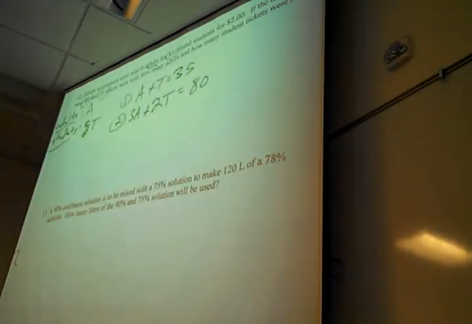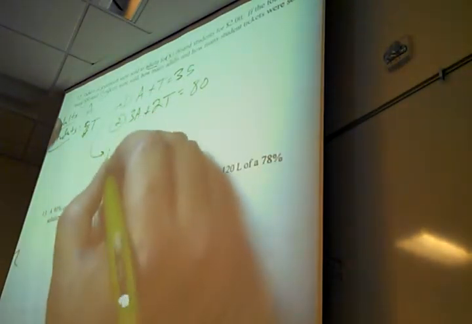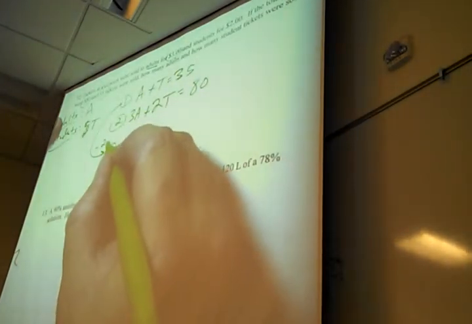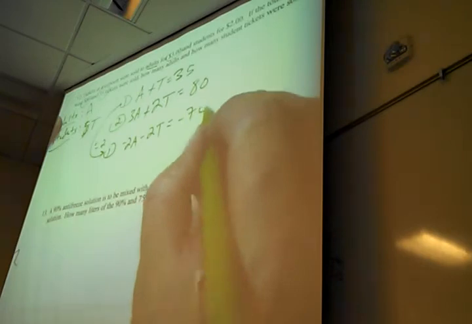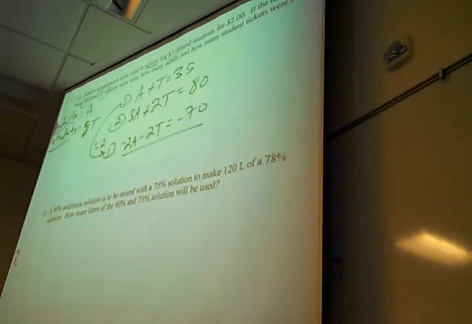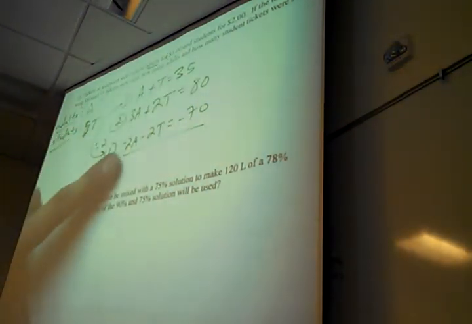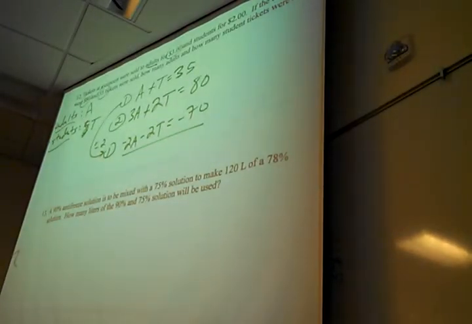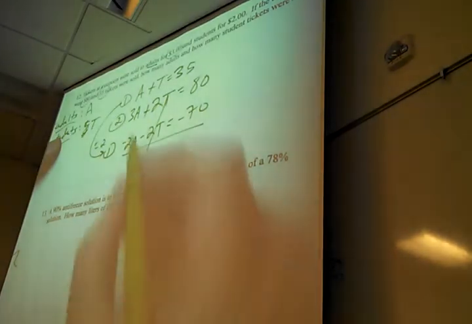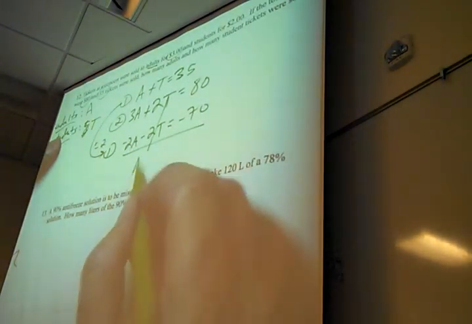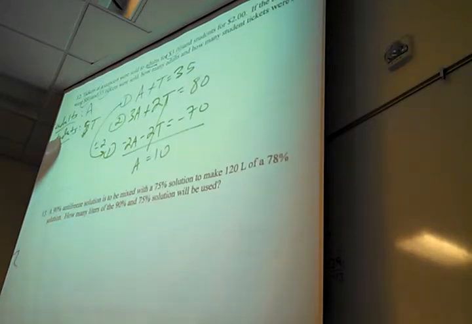And now, what method seems to be better here? Elimination. Multiply by what? Negative 2 or 3. I'm going to multiply by negative 2, just because. So I get negative 2a minus 2t is negative 70. Is that cool? Just multiply this whole thing by negative 2. The reason I did that is so that my t's cancel. So 3a minus 2a is a. 80 minus 70, 10.